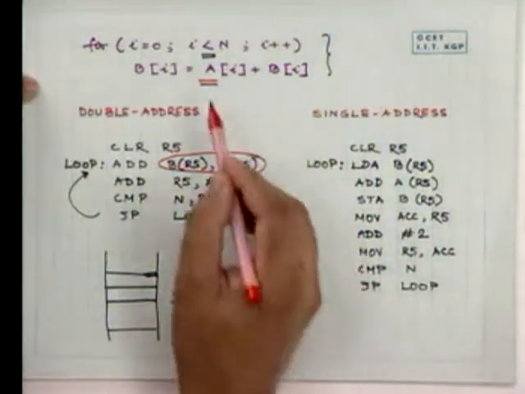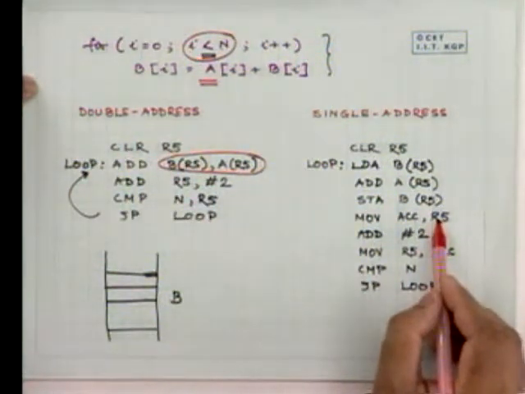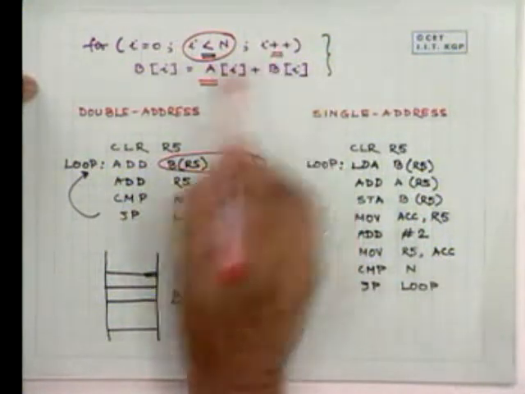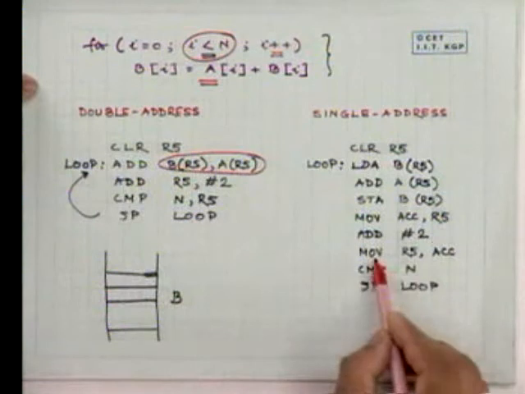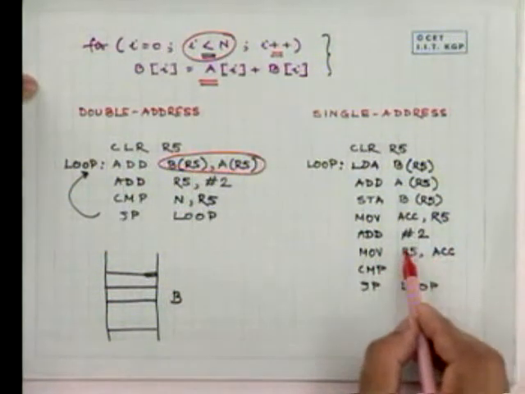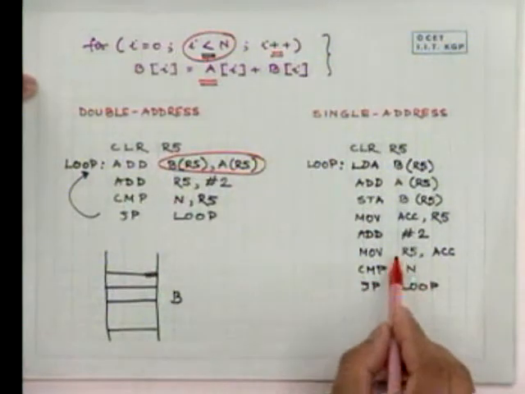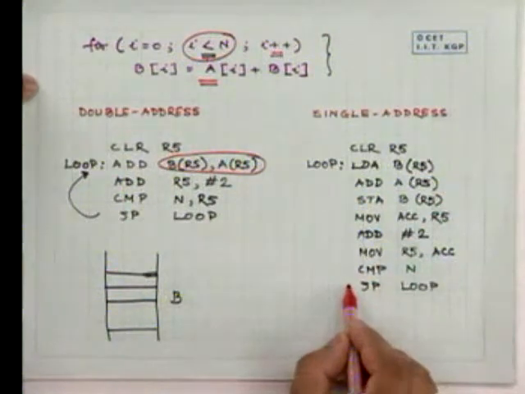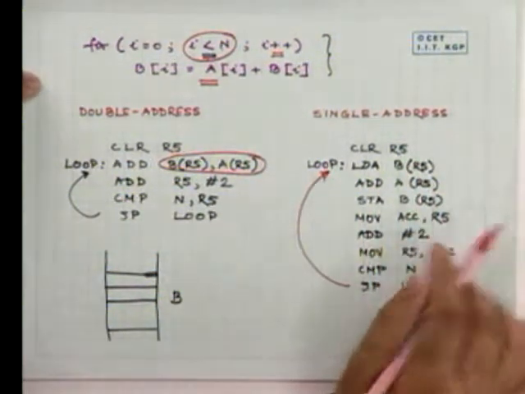Then to check this one, we move the content of R5 to accumulator, add 2 to it to make it I++, right? Then move the content of accumulator to R5, then check the limit, that is, compare the accumulator with n, because the result is still with the accumulator, and jump on positive to loop. We go on doing this loop.